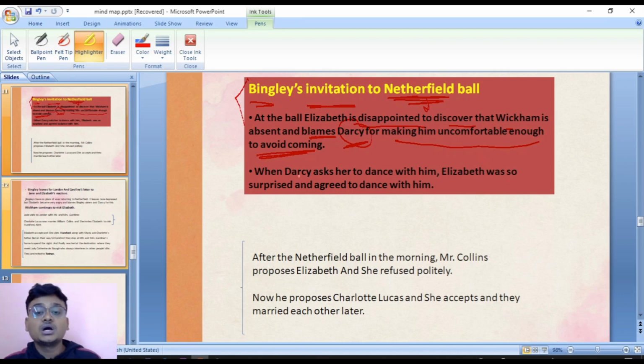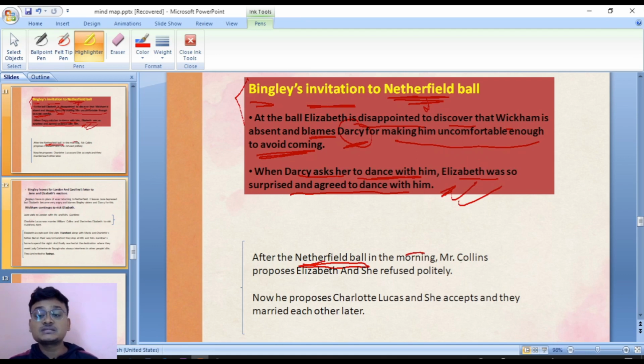Okay, now Darcy asked her to dance with him, and Elizabeth was so surprised and agreed to dance with him. What happened in that party? Suddenly Darcy asked Elizabeth to dance with him, and Elizabeth was very much surprised, but she finally agreed to dance with Darcy. Okay, now after the Netherfield ball, what happened? The Netherfield ball has ended, and after it, what happened?